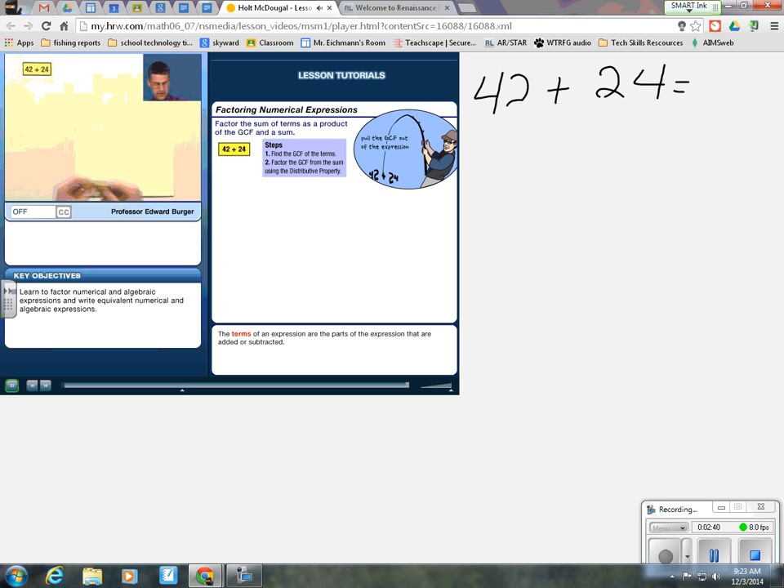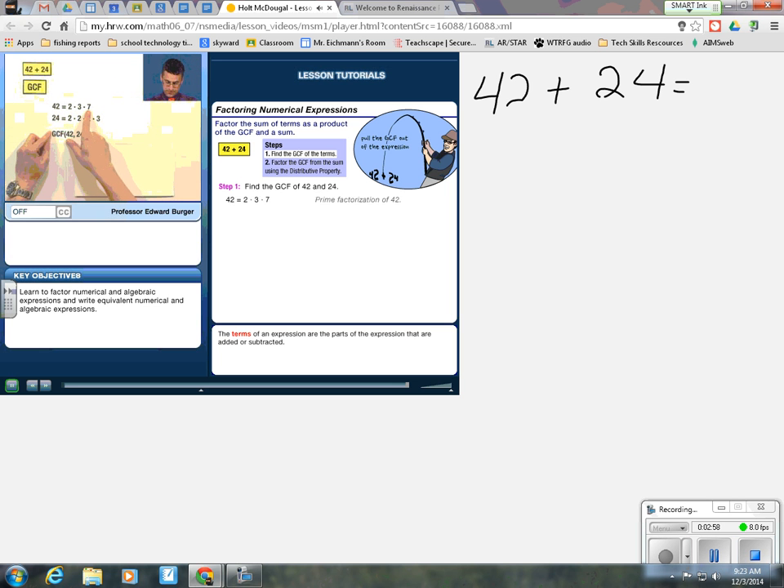So check it out. To find the greatest common factor, which a lot of times is abbreviated GCF for greatest common factor, what we do is just factor each of the numbers into the smallest possible components. So we take 42 and we factor it. Notice it's 2 times 3 times 7. And then we take 24 and we factor it. Turns out 2 times 2 times 2 times 3. And you can check this for yourself, by the way.